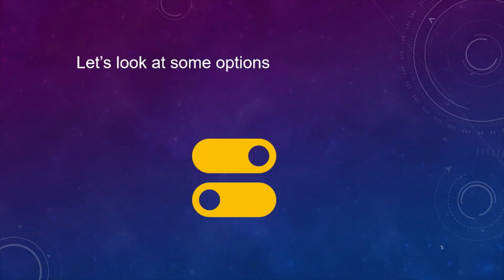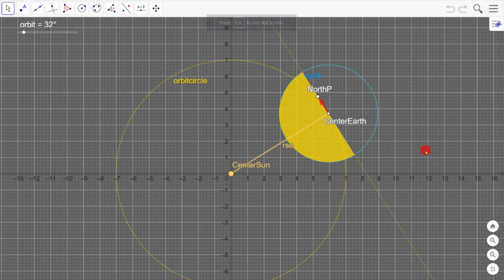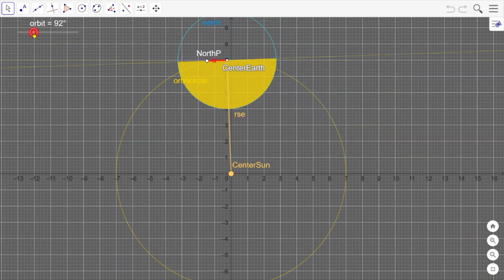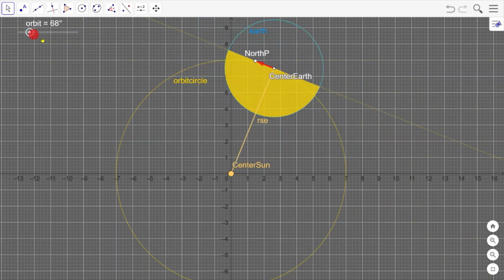Let's take a look at some options. Before we can actually place the North Pole, even though we know the distance from the center of the Earth, we need to understand the direction it's going to be. Here's one that doesn't work. This is if we place the North Pole always following the orbit circle around. And that might be what you'd be tempted to think, but that is not the case. Otherwise, it would be constantly in a case of equinox.